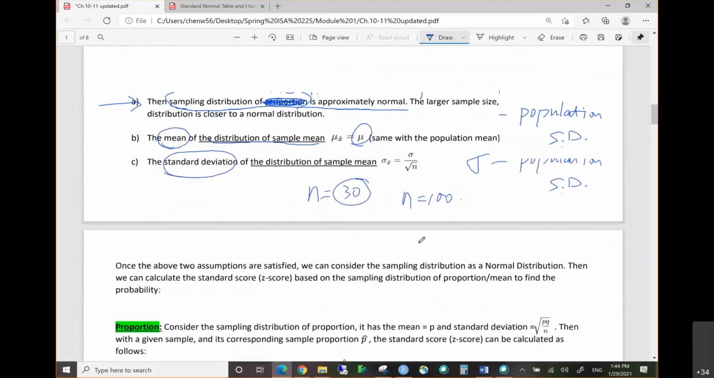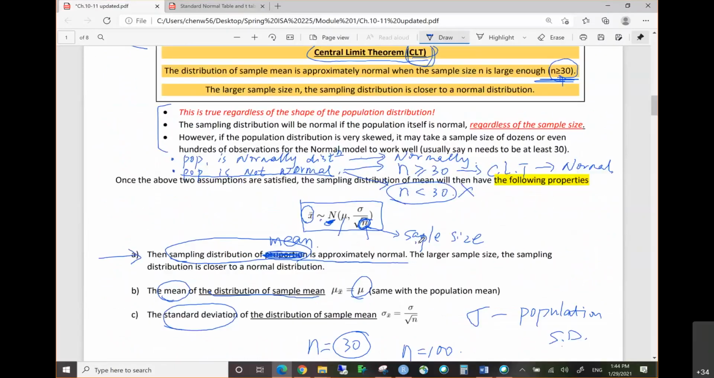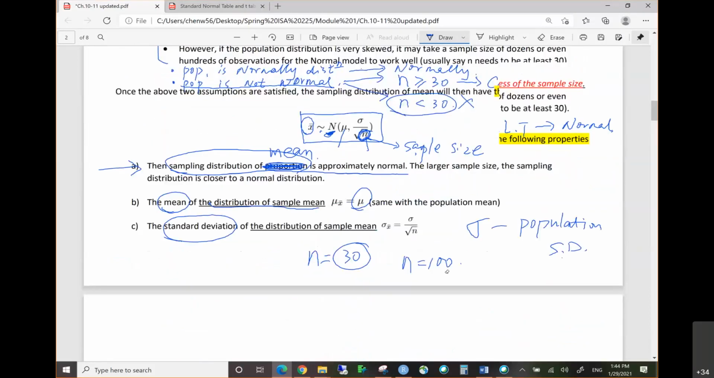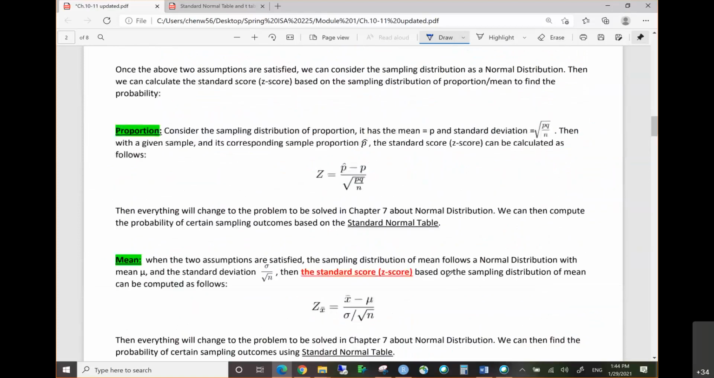Okay, so now for the sampling distribution of proportion or the sampling distribution of mean, we know how to check whether they follow a normal distribution, and once they follow a normal distribution, what kind of normal distribution we have. And then next, once they follow a normal distribution, we can always have a formula to calculate the z-score.